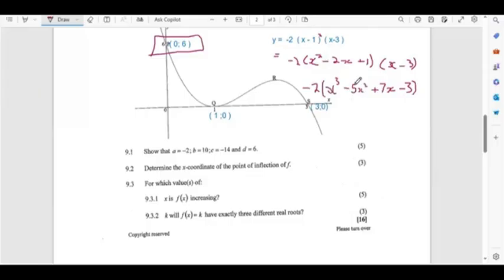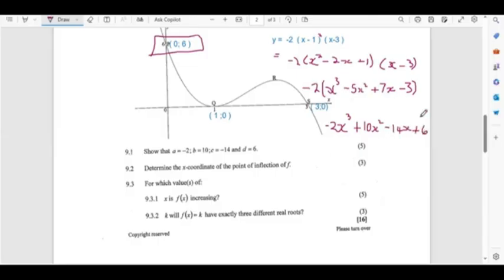Now, when we multiply the two brackets together, we would get x cubed minus 5x squared plus 7x minus 3. From here, we can then distribute the -2, right? So this is going to be minus 2x cubed plus 10x squared, and this is going to be minus 14x plus 6.